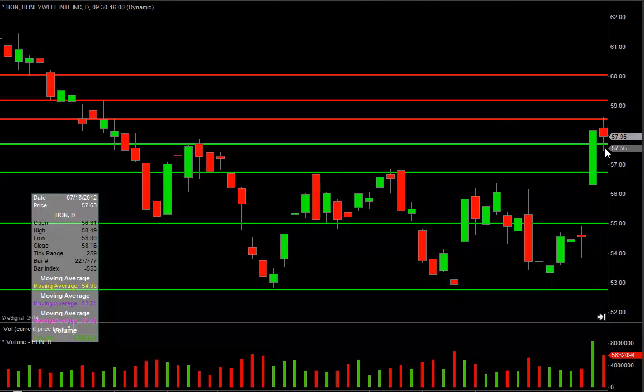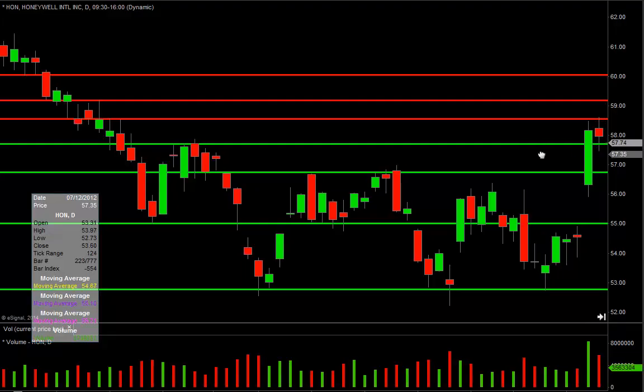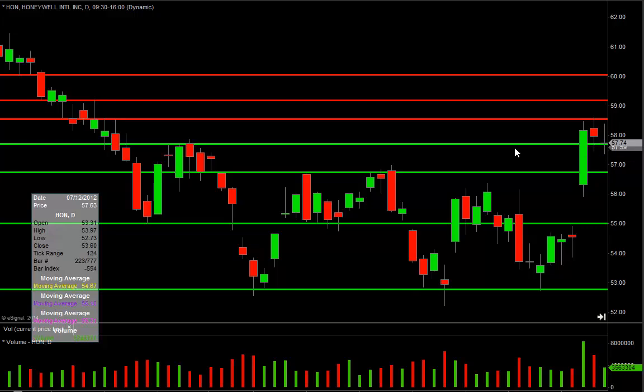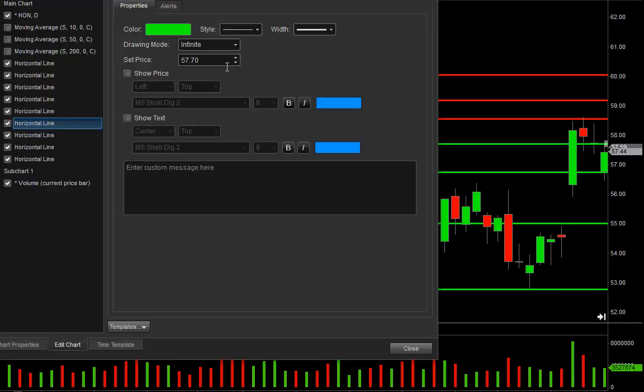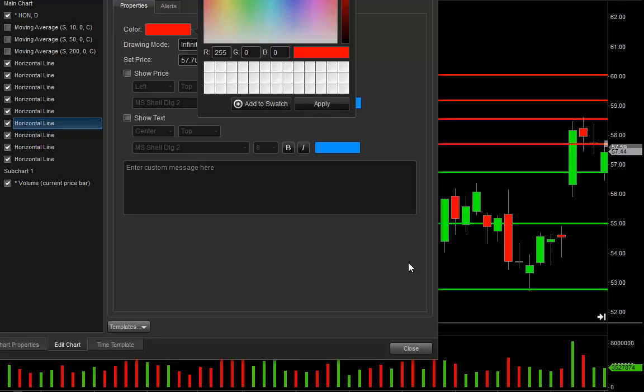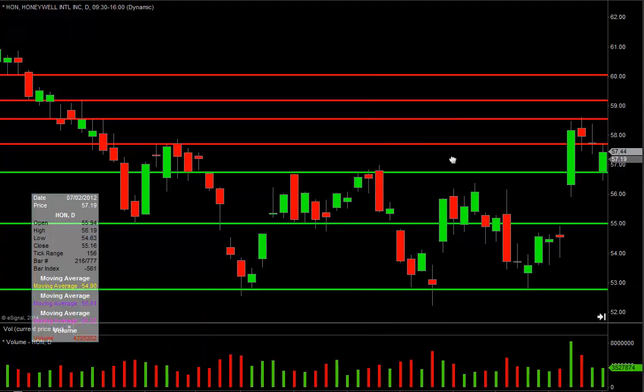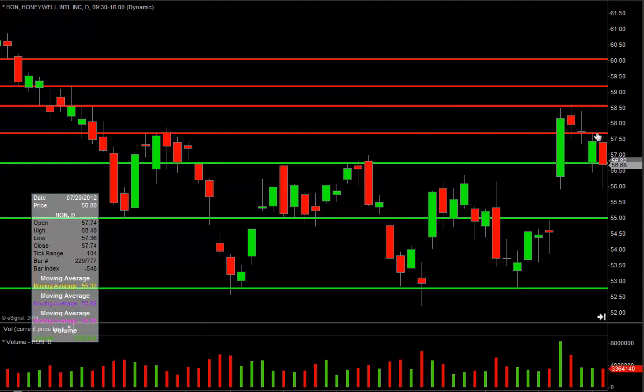So consolidating, notice how this area right here now is acting as support. All right, the price has fallen below it, but now notice where this candle has sat right back down on this area. So this is now an area of resistance. It's holding up there.